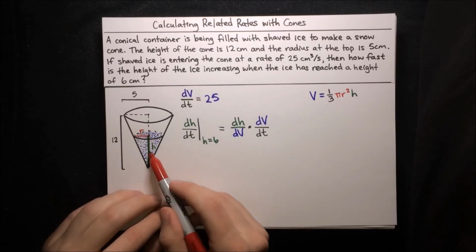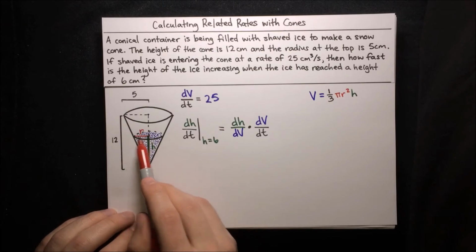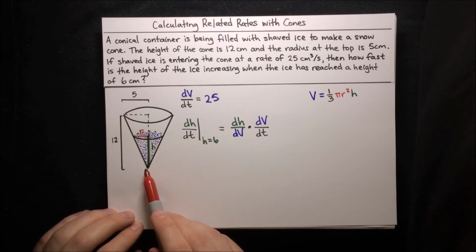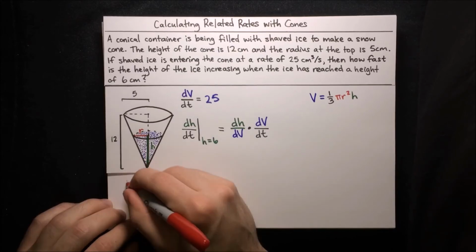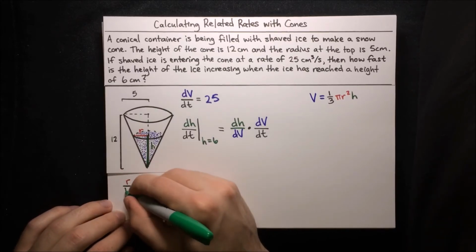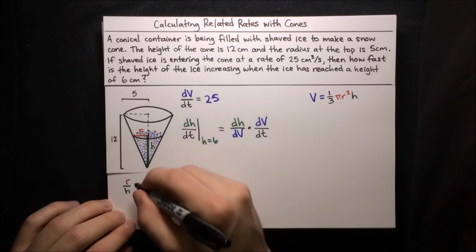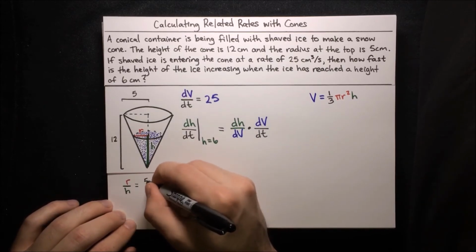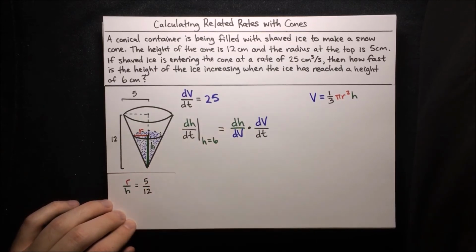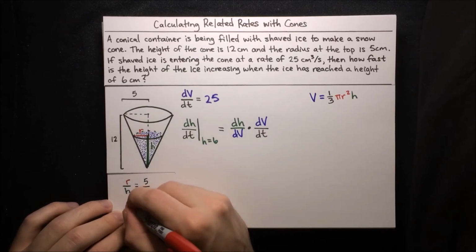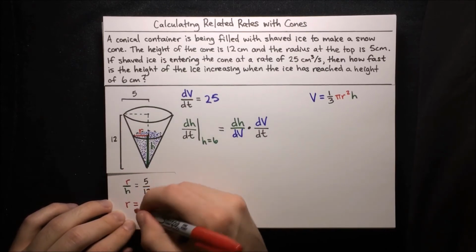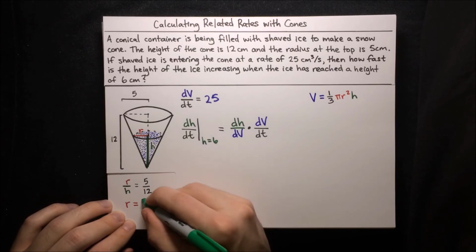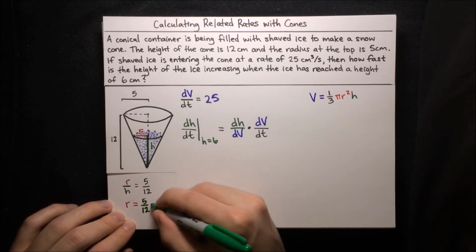You'll notice that in the diagram here, the triangle consisting of sides r and h is similar to the triangle consisting of sides 5 and 12. And in similar triangles, the ratios of side lengths are conserved. So that means the ratio r to h is equal to the ratio of 5 to 12. So multiplying both sides by h to solve for r, you get that r is equal to 5/12 times h.